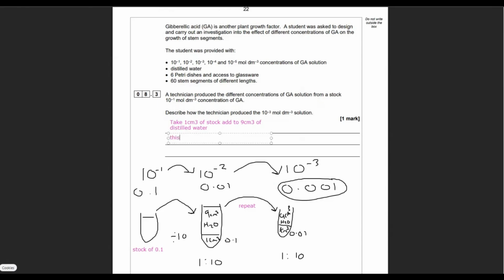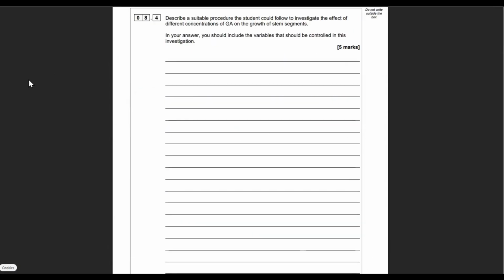So we're going to put that into words. Take 1 centimeter cubed of stock, add it to 9 centimeter cubed of distilled water. This makes 10 to the minus 2 mole per decimeter, 10 centimeters of it. Now take 1 centimeter of your 10 to the minus 2 mole per decimeter and mix with 9 centimeter cubed of distilled water. You now have 10 centimeter cubed of 0.001 mole per decimeter, or 10 to the minus 3. It doesn't matter with the volumes. I just did 1 and 9. You could use any amounts, as long as it was 1 to 10, 1 to 9 in your parts.